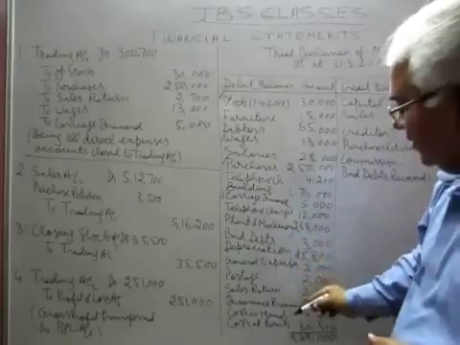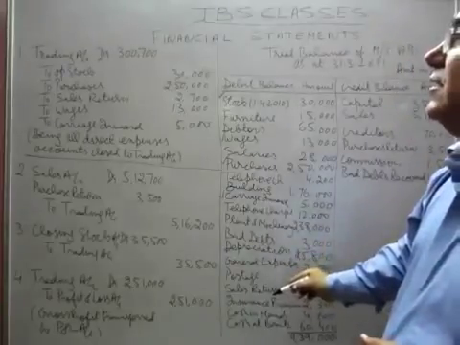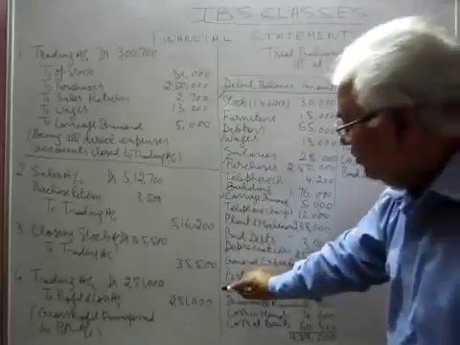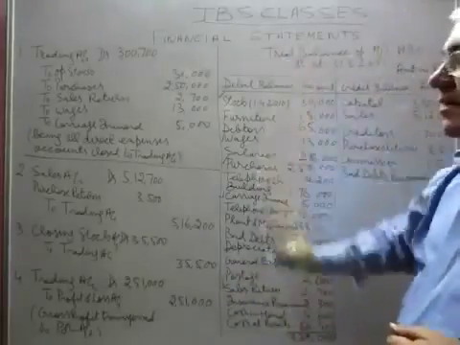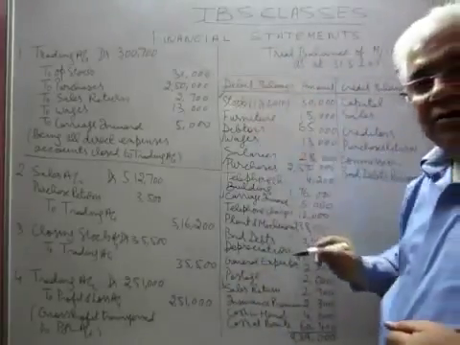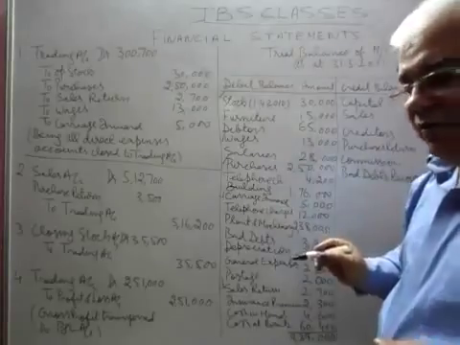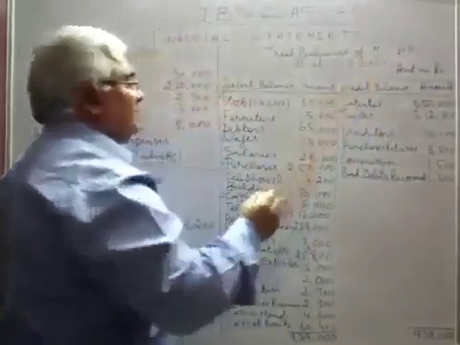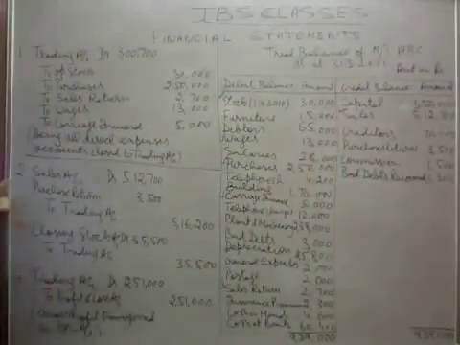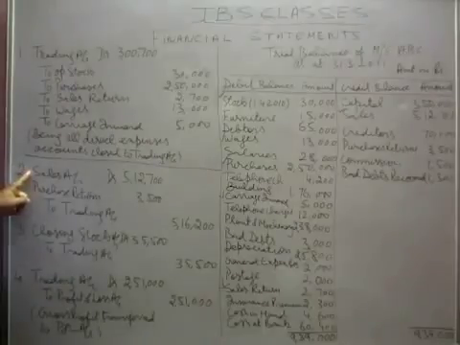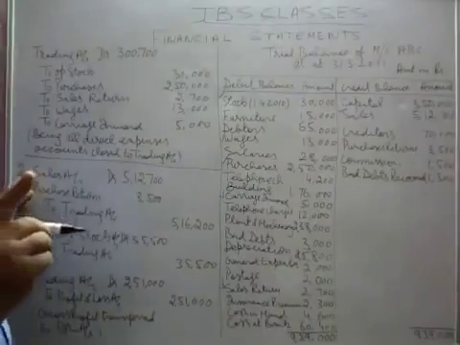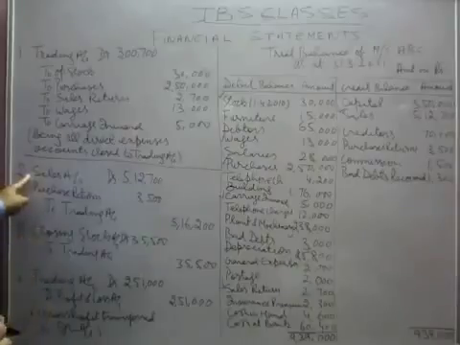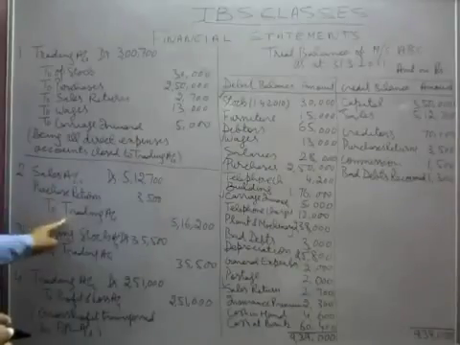This is sales return. Okay, so all these 5 items have been debited to trading account. Now which items will be credited to trading account? Of course, this sales. What will be the entry for this? Sales account debited. Sales being a credit balance will be debited here. Sales account debited to trading account.